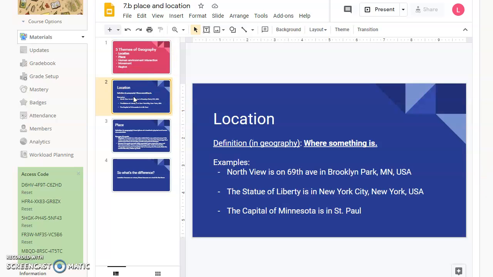For location, it is where something is. So quite simply, Northview is on 69th Avenue in Brooklyn Park, Minnesota, USA. The Statue of Liberty is in New York City, New York, United States of America. And the capital of Minnesota is St. Paul. So location is truly just specifically where it is.